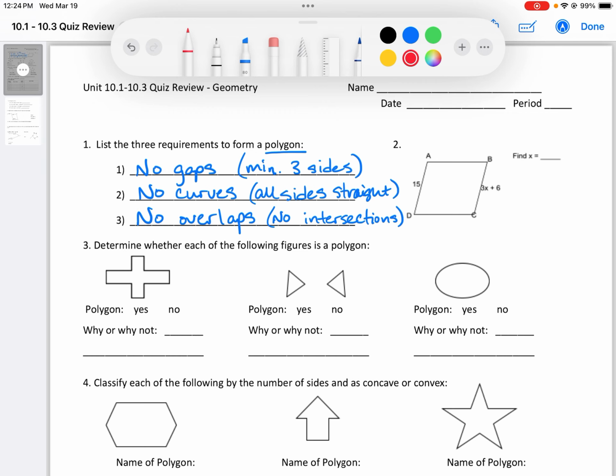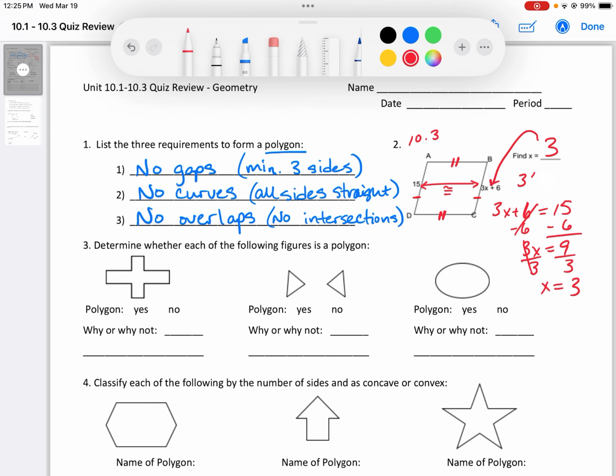Next, on our second figure, we have a parallelogram. This is what we learned about in 10.3. One thing we know about parallelograms is that the opposite sides are congruent. So what we're saying is that these 2 sides across from each other equal each other. We can just take the 2 sides and set them equal to each other, and then algebraically solve for x, which would give us 3. So x would be 3.